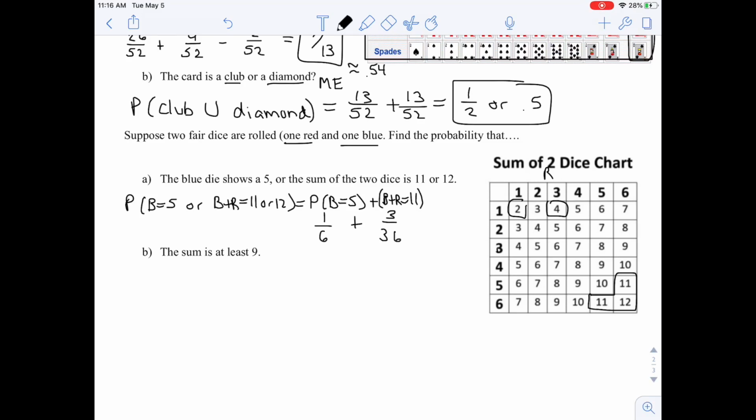And now, can they overlap at all? Well, if you see, here is one way where the blue die was a 5 and the sum was 11. So that is 1 out of the 36. So 1 out of 6 is really 6 out of 36. That makes it 9 out of 36, minus the 1 overlap, 8 out of 36. Okay, that's 2 ninths, which is 0.2 repeating.